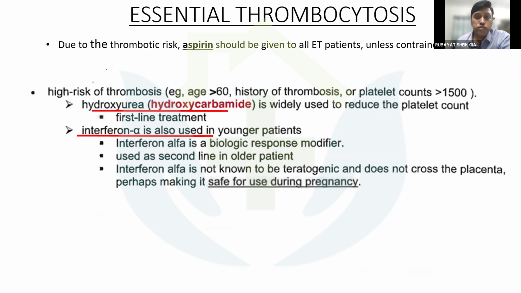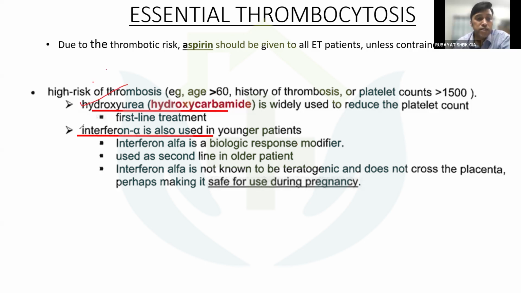Once you diagnose essential thrombocytosis, the first thing is you put the patient on aspirin. You have to reduce the platelets. If there is high risk of thrombosis, the patient is above 60, has a previous history of thrombosis, or platelets are more than 1500, the first line drug of choice is hydroxyurea. Very important question, commonly asked.